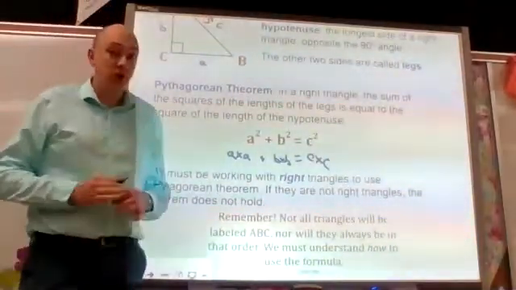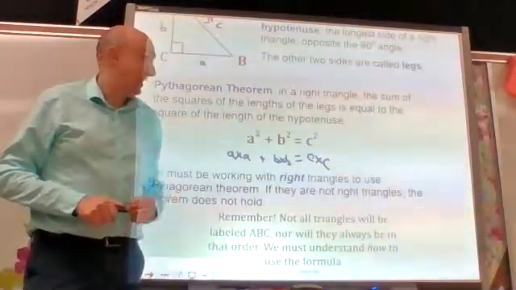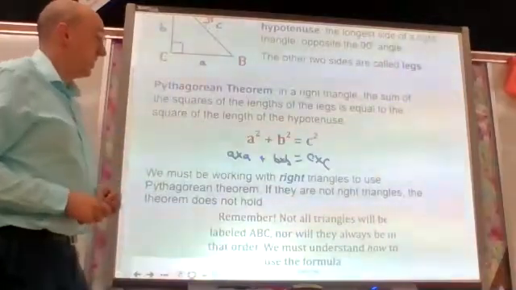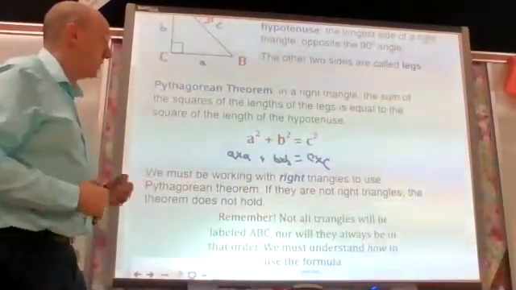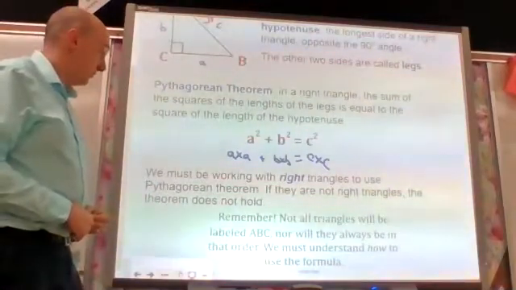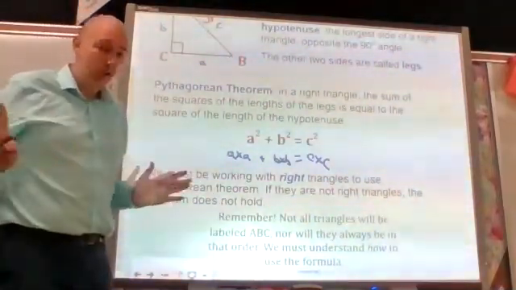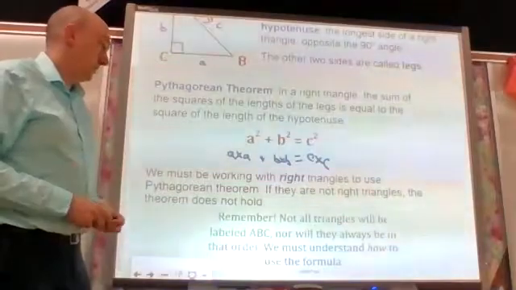We need right triangles for the Pythagorean theorem to work. It has to be a right angle triangle, otherwise you don't technically have a hypotenuse. This is the only type of triangle that this works with. If it's not a right triangle, you can't do it. Do not use it.